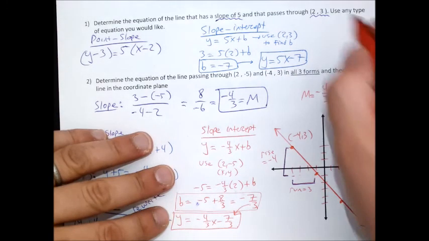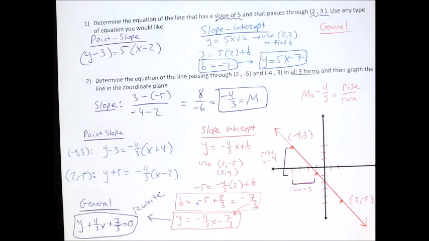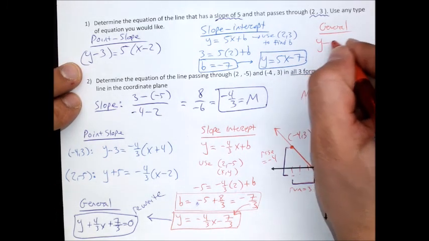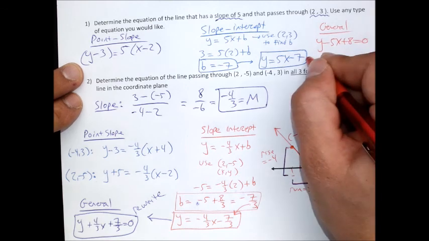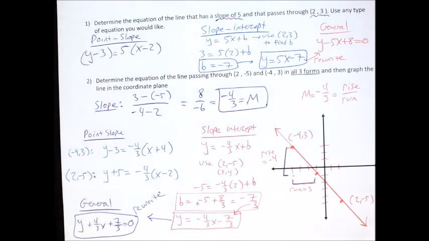And then for the general form, we just get everything over to one side. So I'm going to subtract everything over to the one side. We get y minus 5x plus 7 equals 0. Right? We just rewrote that one to get the general form.